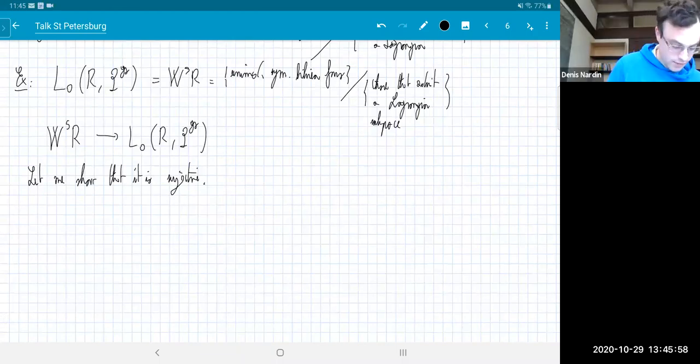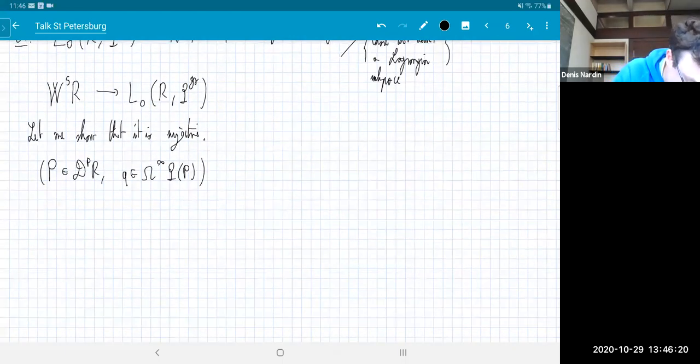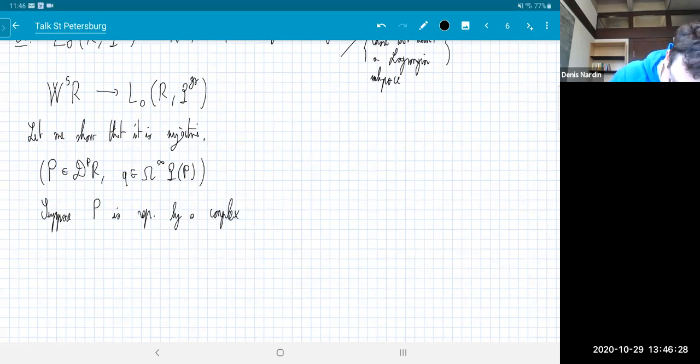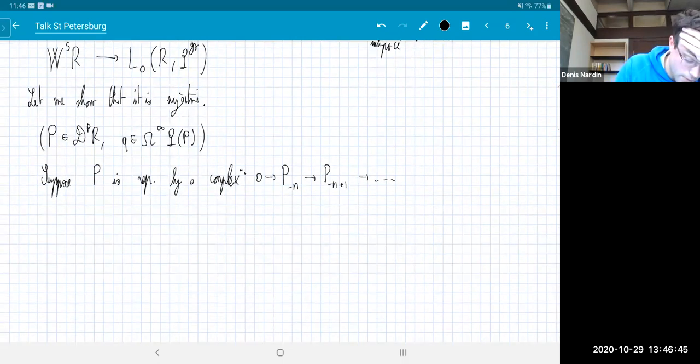Okay, let me show just that this is surjective, though. Suppose P now is a perfect complex with some unimodular quadratic form here. And I want to show that P can be made, up to Lagrangians, to sit in degree zero. And I'm going to do it by induction. So suppose P is represented by a complex P minus N, P minus N plus one, and so on. But since P is perfect, at some point it will end. Then I have a map. You should have a map from this thing to P.